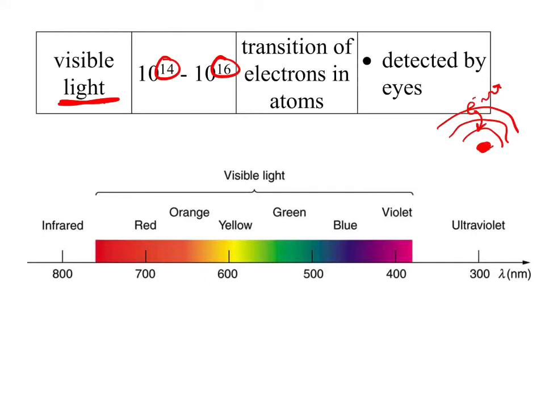So here's our range of visible light. It goes from red to violet. So what I need you guys to know is that red will have a larger wavelength, but therefore a smaller frequency. And of course, violet light will have a smaller wavelength and a larger frequency.